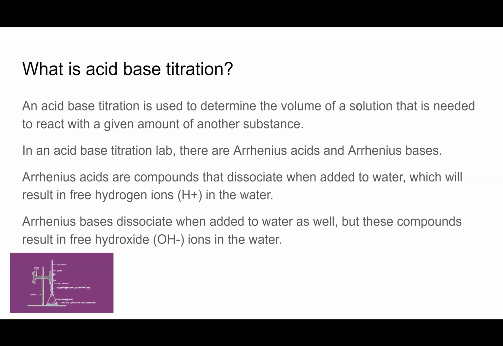So what is acid-base titration? An acid-base titration is used to determine the volume of a solution that is needed to react with a given amount of another substance. In an acid-base titration lab, we usually classify acids as Arrhenius acids and bases as Arrhenius bases. Arrhenius acids are compounds that dissociate when added to water, which will result in free hydrogen ions in the water. Arrhenius bases dissociate when added to water as well, but these compounds result in free hydroxide ions in the water.